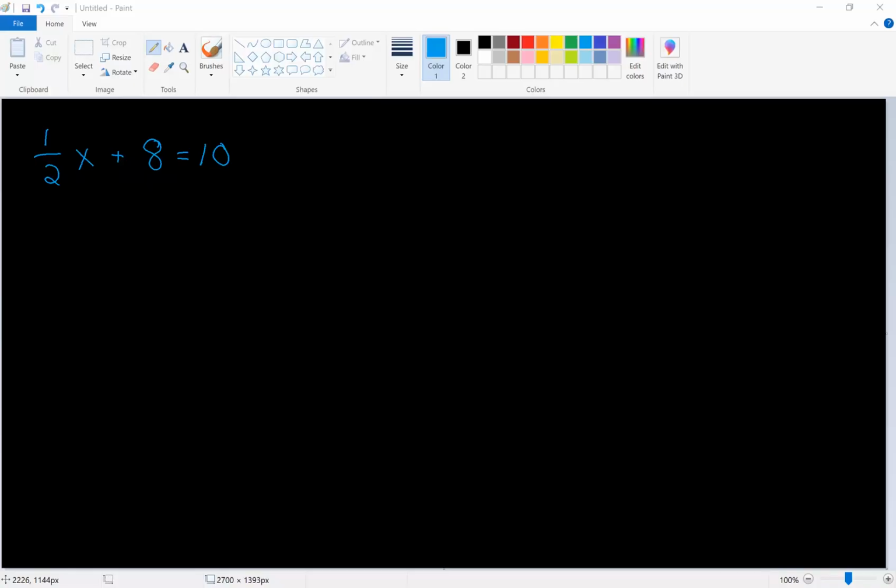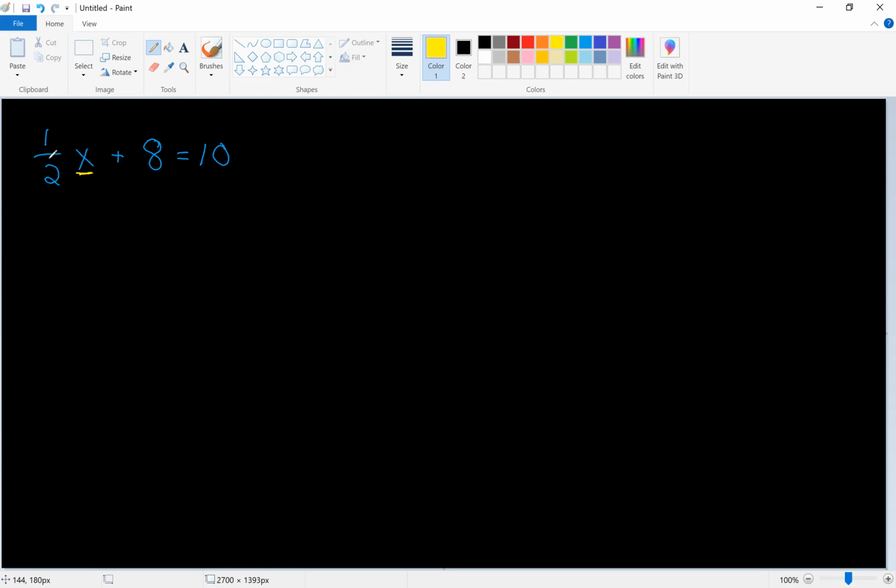Hi everyone, I'd like to talk a little bit about how to solve an equation with fractions in it. So I'm going to share my screen here and you should see an equation now on the screen that says 1/2 x plus 8 equals 10. So we want to solve for the variable x. Okay, so that's the variable. I want to get x all by itself.